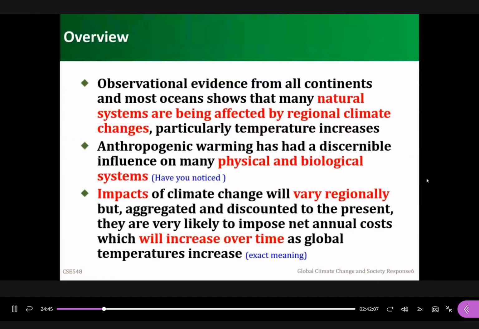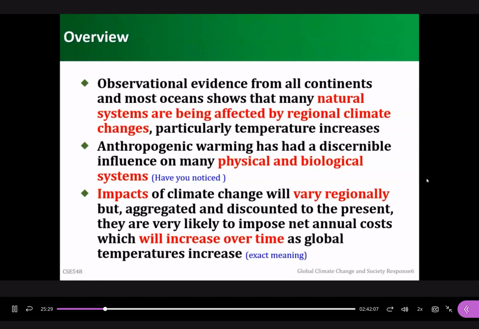First, observational evidence from the continents and most oceans already shows that our natural systems are being affected by regional climate change, especially caused by temperature increase. And anthropogenic warming already has a discernible influence on many physical and biological systems. Impacts of climate change will vary regionally. It means the impacts are not uniformly distributed. It affects some regions, but other regions may be affected by other forms of impacts.